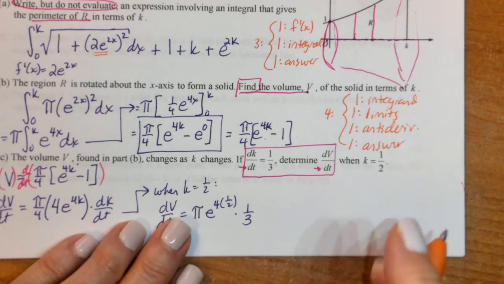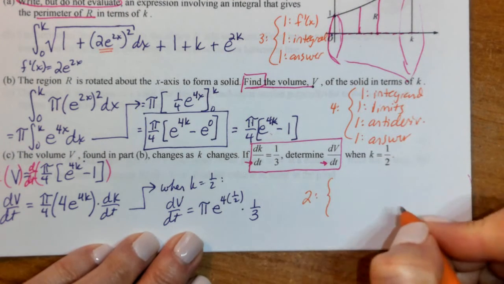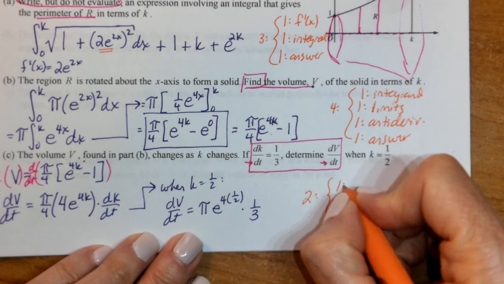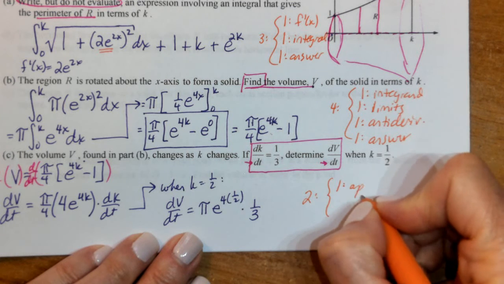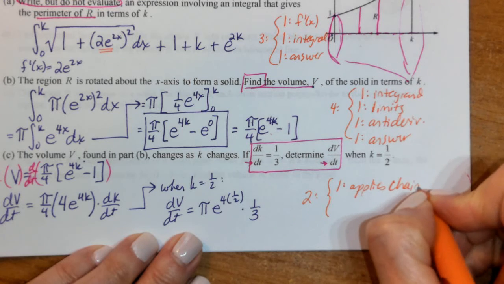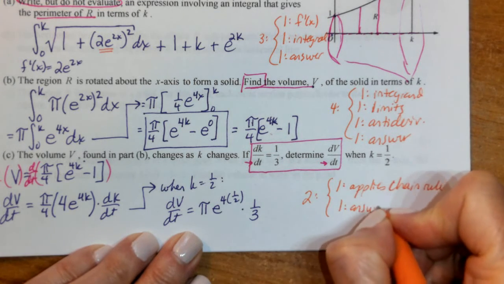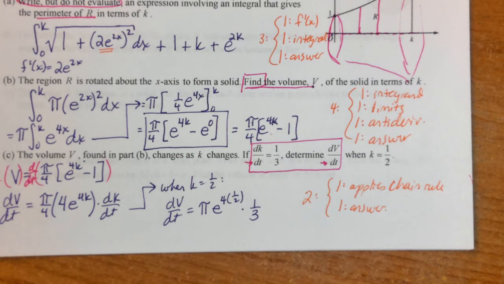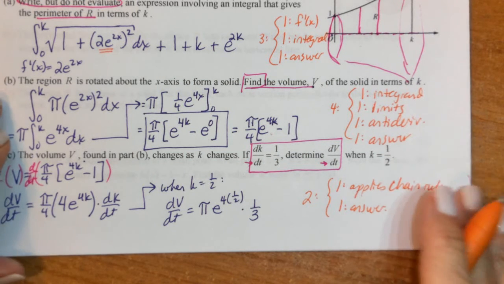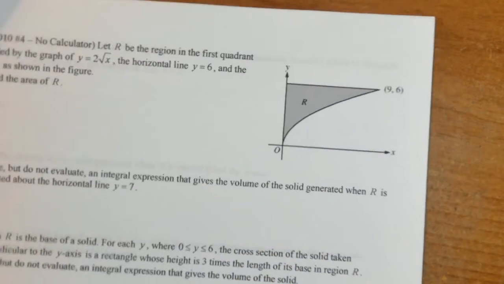So that means every FRQ is worth 9 points. That means this last part was worth 2. 1 point for applies the chain rule. And 1 point for the answer. And that was 2011.